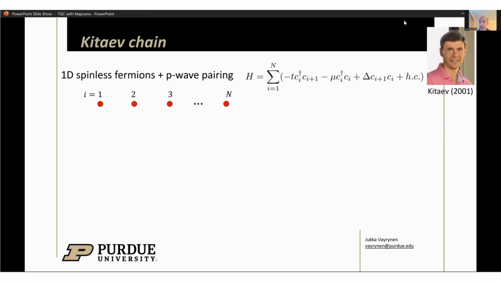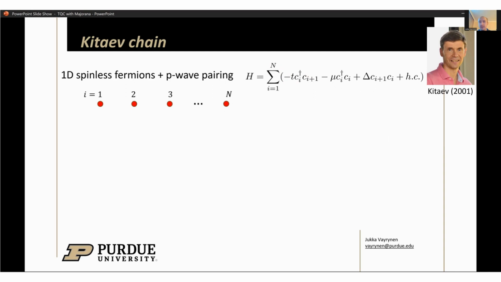Now, how to actually realize these Majorana quasiparticles? Kitaev proposed this simple one-dimensional Hamiltonian, which is also known as a Kitaev chain. So basically here we have n sites, and we have this tight-binding type model where you have nearest neighbor hopping. So this is the t term.